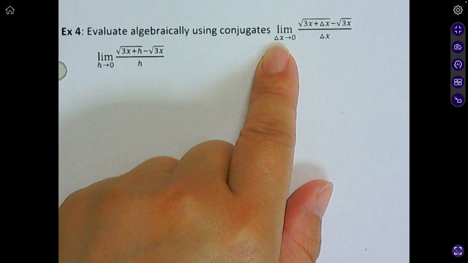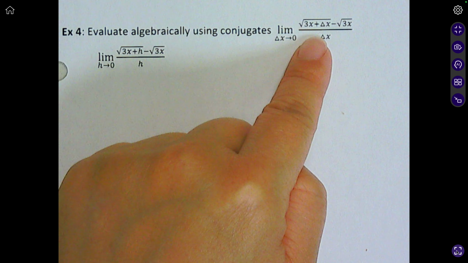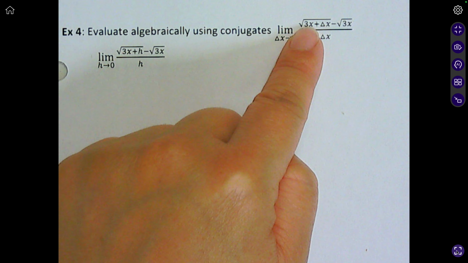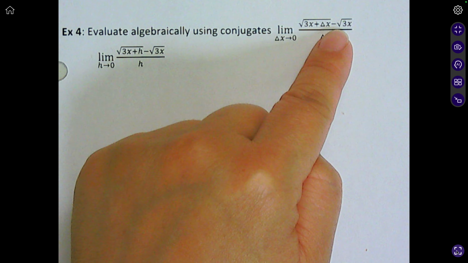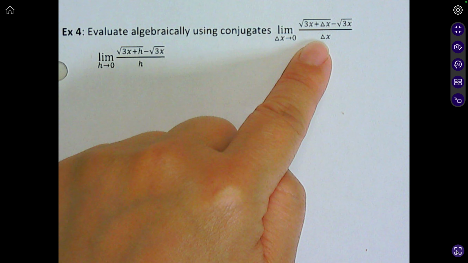Are we okay? Delta x means the change in x. So as the change in x gets closer and closer to 0, that means there's really no change. It's like the two points getting closer together. That's what this means. Then this is my function, the square root of 3x plus delta x minus the square root of 3x divided by delta x.